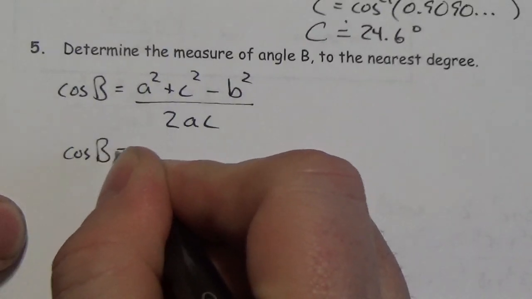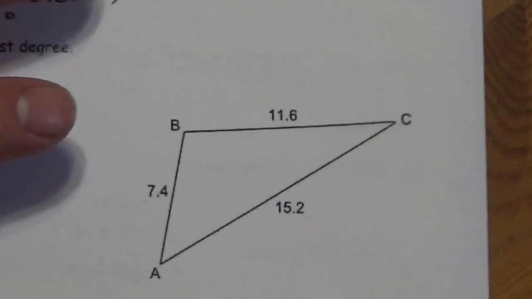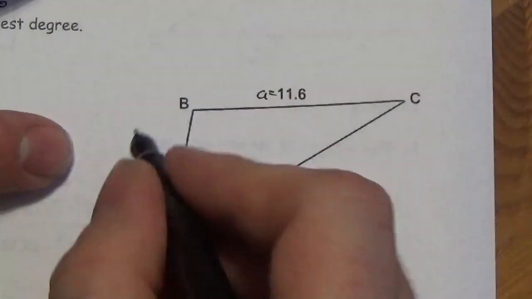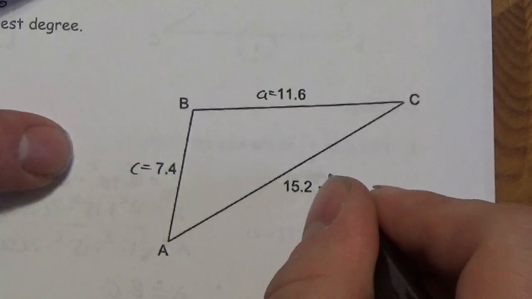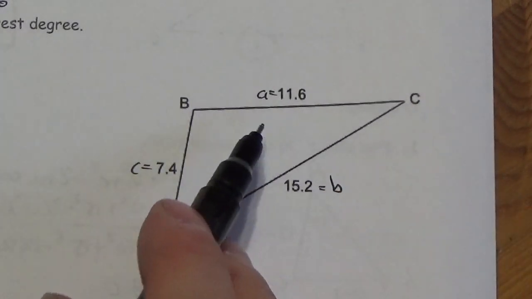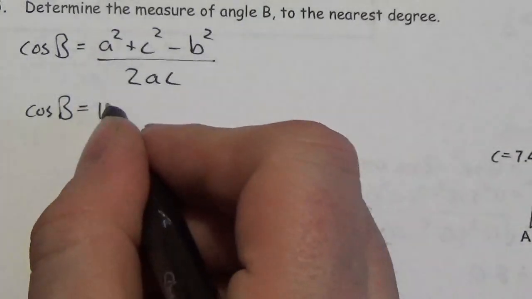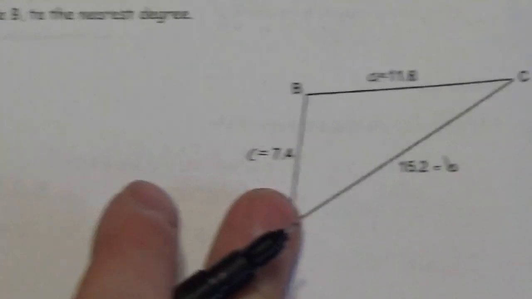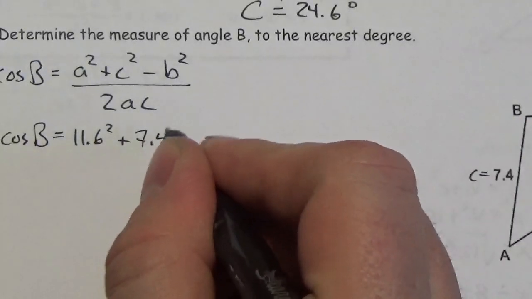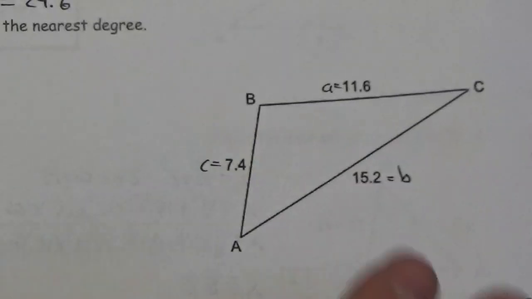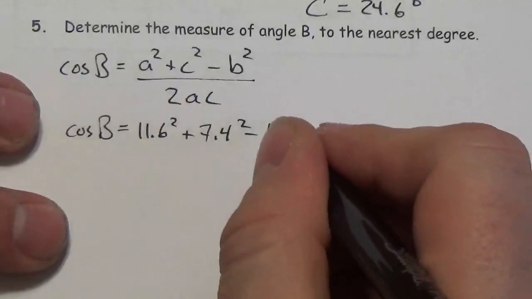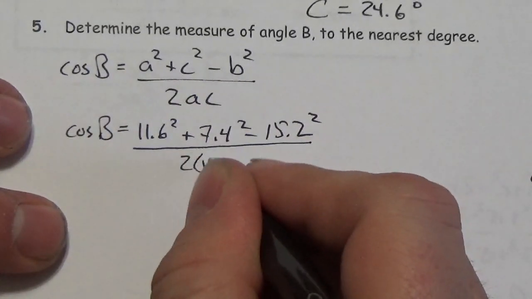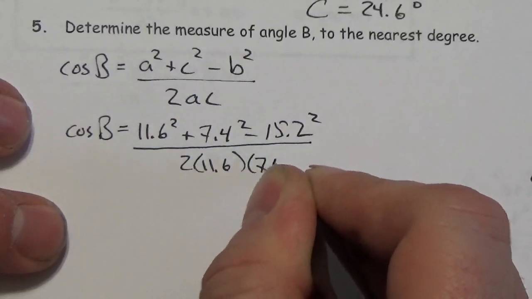Okay, so now I just got to go in and grab the pieces. So let's take a look here. So here's A, that's side A, there's C, so this is little c, and then this is going to be equal to B here. So it's going to be 11.6 squared plus 7.4 squared minus 15.2 squared. And that will all be over 2 multiplied by A multiplied by C.